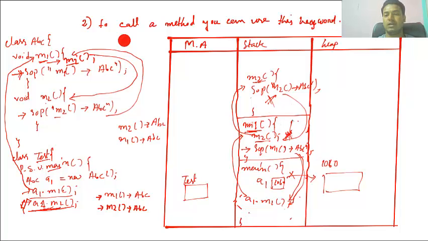But in both the cases, here you had the this keyword which was pointing to 1060, and here also you had the this keyword, which was also pointing to this in both the cases, right?